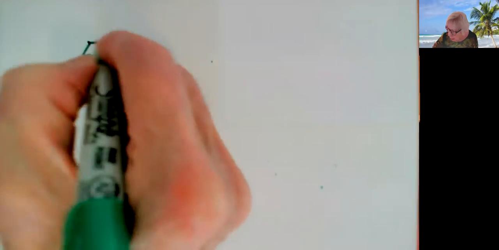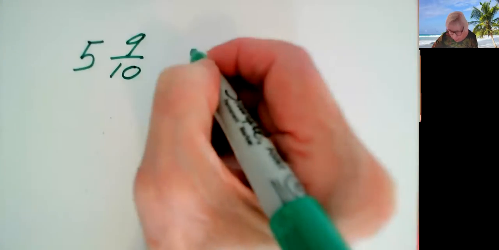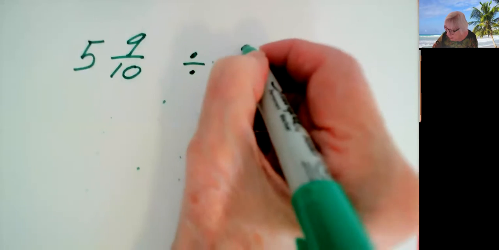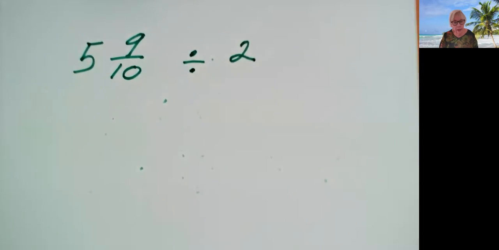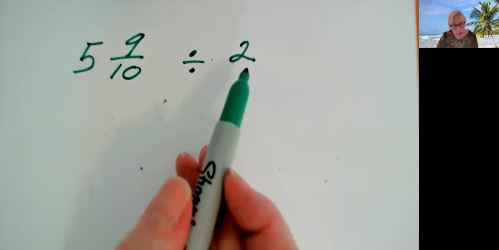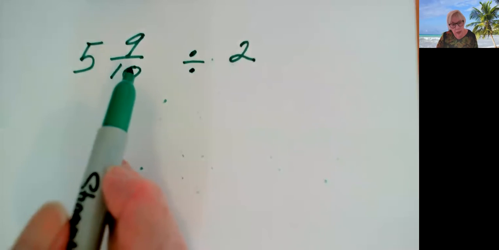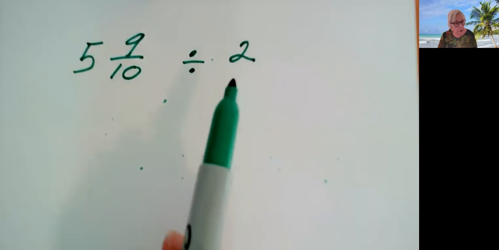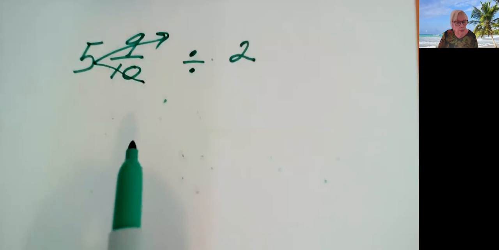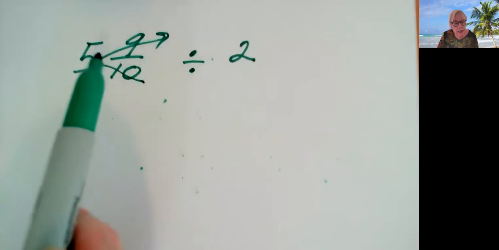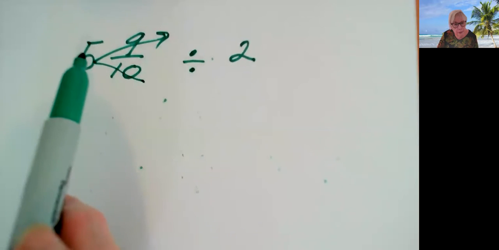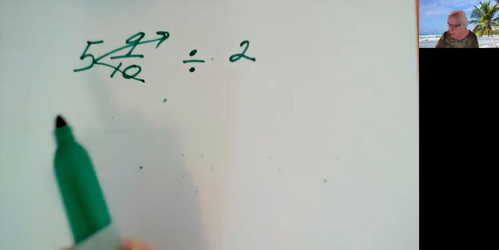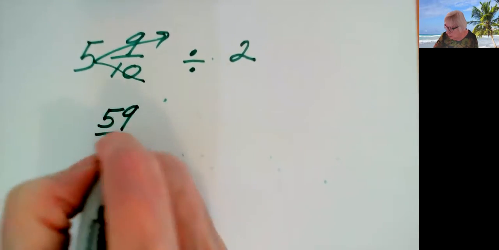Now, other things that might come up would be this: 5 and 9/10 divided by 2. Okay? This is not in good shape, and neither is this. But we know what to do because we've already learned it. And so this is where you make the mixed number into an improper fraction. And so 10 times 5 is 50. 50 and 9 is 59 over 10.